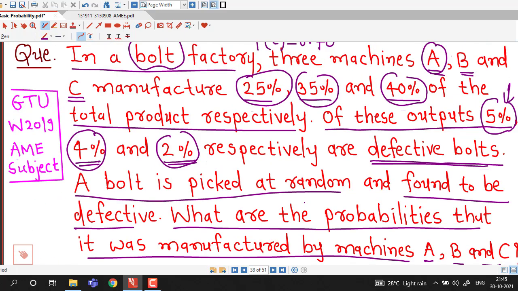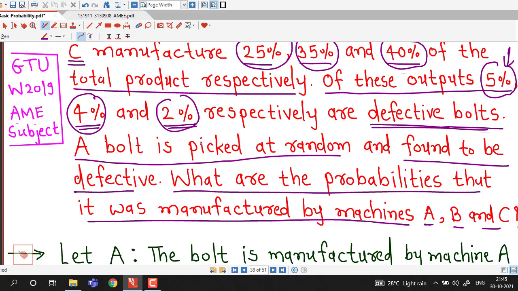Now this is the given information. After that, a bolt is picked at random. So the bolt is selected at random, which means it can come from any machine, either machine A or machine B or machine C. One bolt is selected at random and found to be defective. That means the selected bolt is defective. So this event occurs first, that whatever bolt is selected is defective.